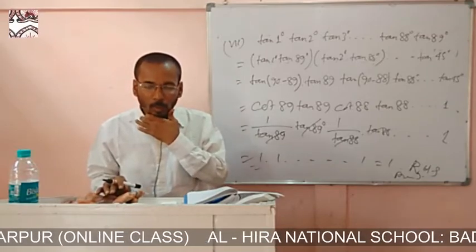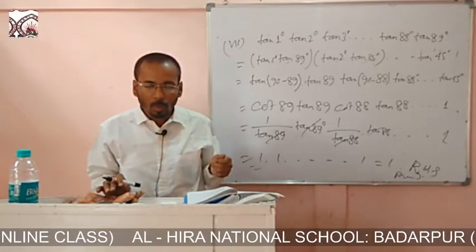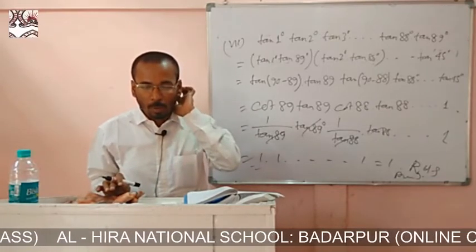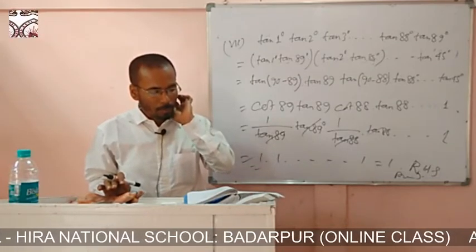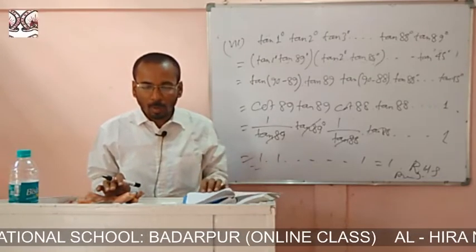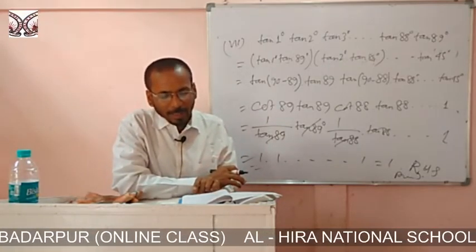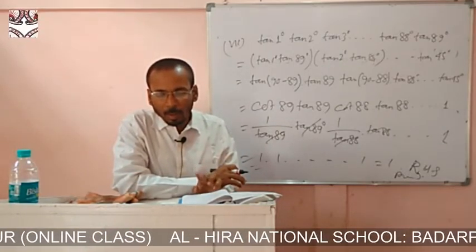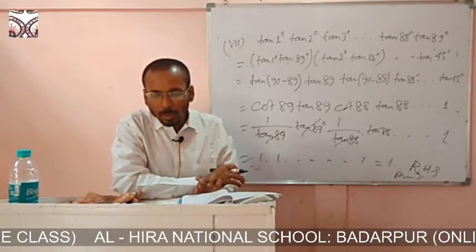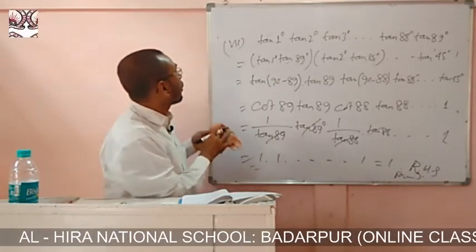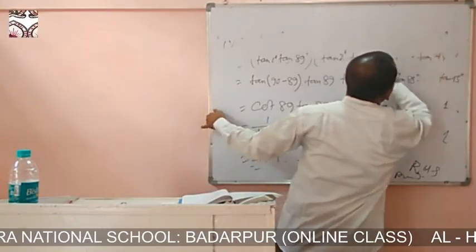Now we will go on page number 264. Question number 6 is: solve sin theta is equal to half. It is a very simple solve. You know the value of half is sin 30 degree.